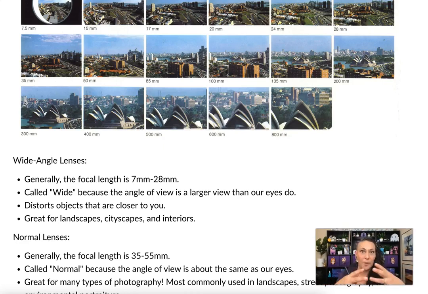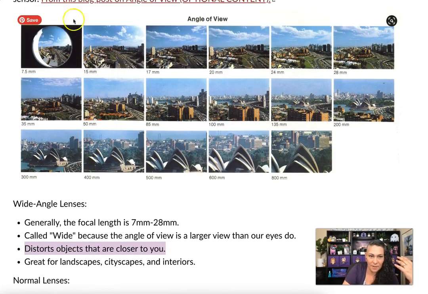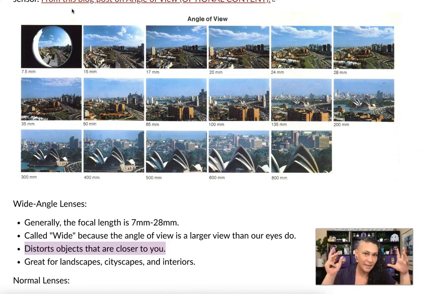They're called wide because the angle of view is wider. Something to know about wide angle lenses is that they distort objects that are closer to you. If you've ever seen photos taken with a fisheye lens, which this is an example of, anything super close to the lens has that weird bubble fisheye look. That distortion can be really cool looking sometimes, but it can be kind of weird looking too, depending on your subject.